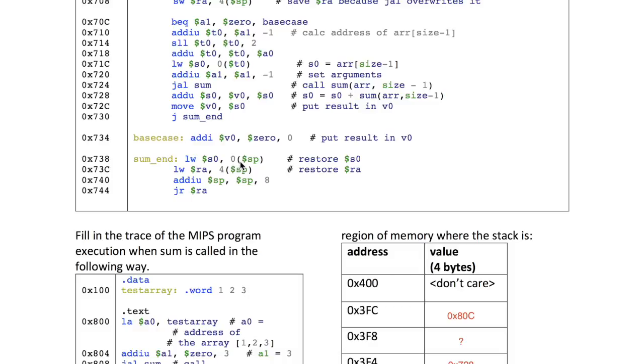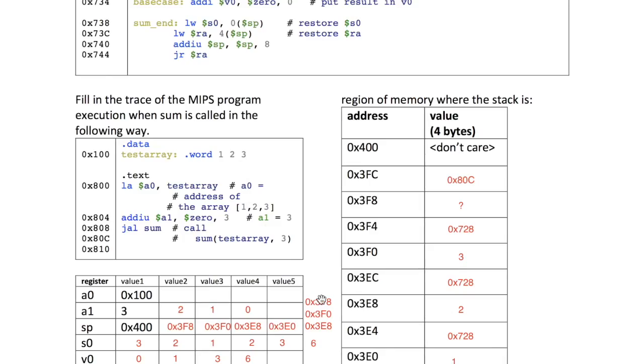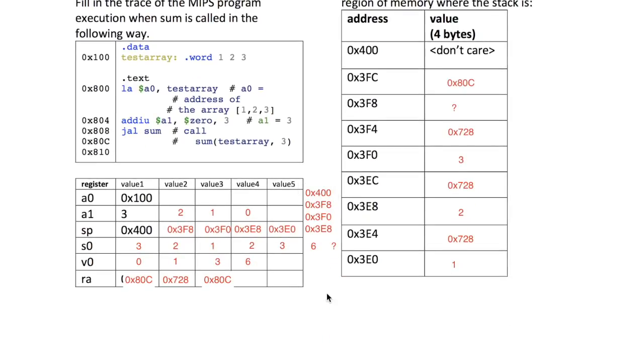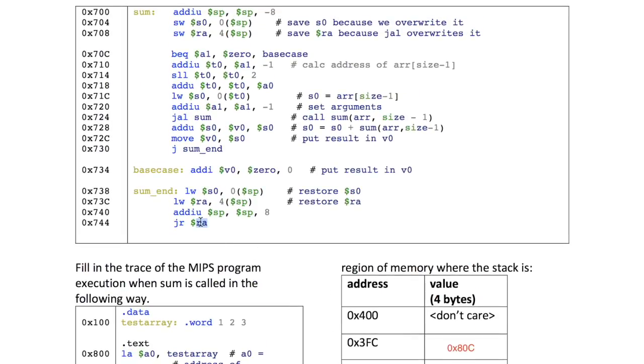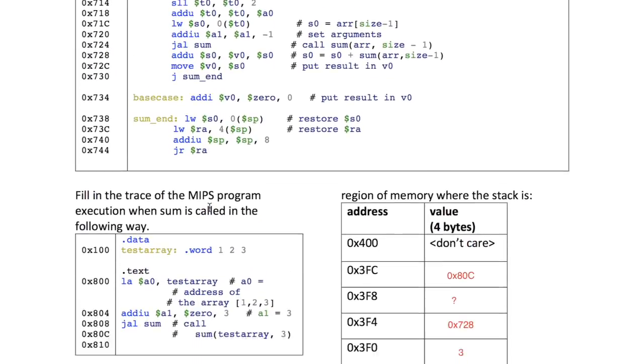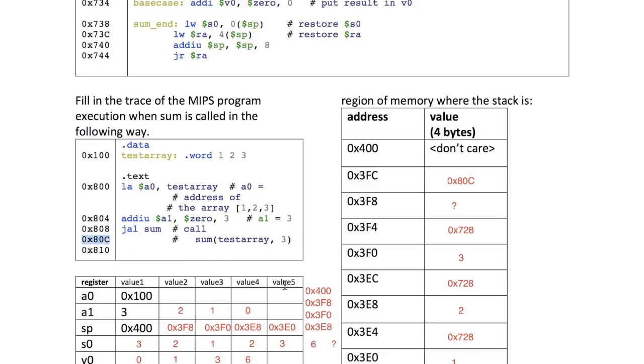So we go here, and we are loading whatever's at the current stack pointer into S0, loading whatever's at plus 4 from here, so that's here, into RA. Aha! We finally have a different value. And we are adding 8 to the stack pointer. And we are jumping to whatever's in RA. And RA is 80C. So let's find that. 80C right here. Great. So now we have finally returned from the sum function.